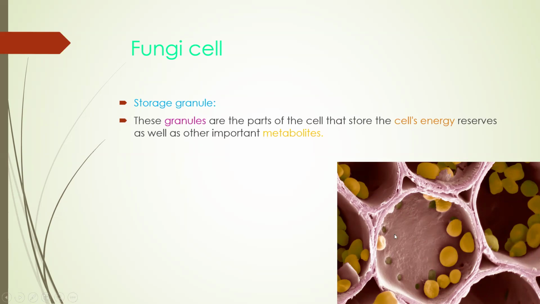This is the storage granules. You can observe these storage granules only in a microscope. Okay, this is the main function of storage granules: cell's energy producing and important metabolites. Next, storage granules contain proteases, lipases, amylases, nucleases. These are enzymes. These are the hydrolytic enzymes present in storage granules. Okay. This is the storage granules. It's done.